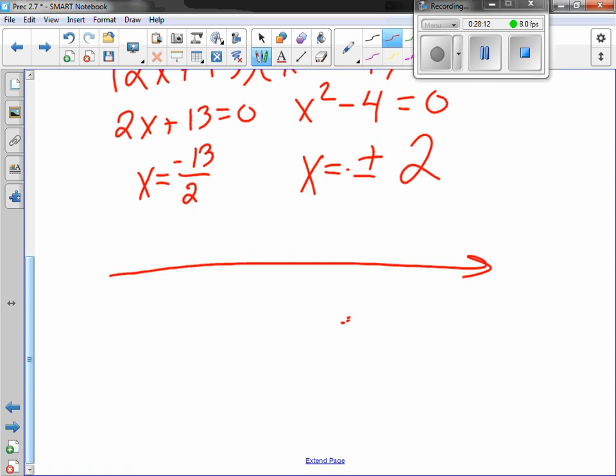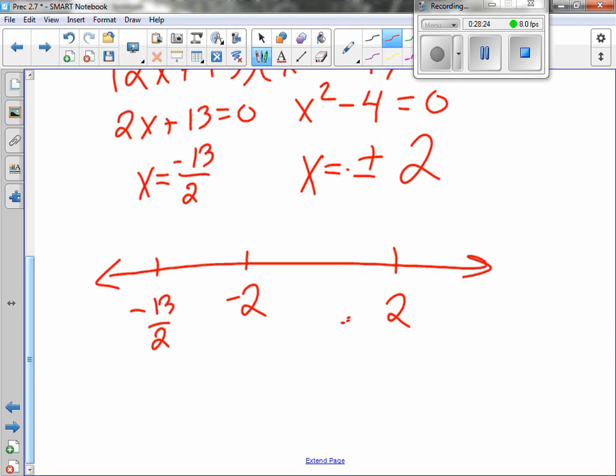So the smallest number is going to be negative 13 over 2. So that's negative 6 1/2. Then we have negative 2. Then we have 2. So you can say negative 7, negative 3, 0, 3.